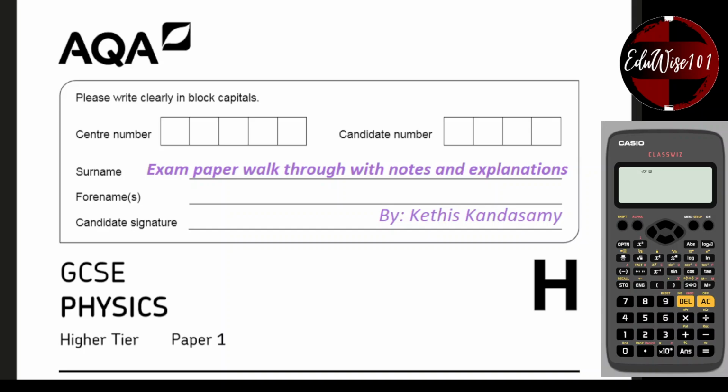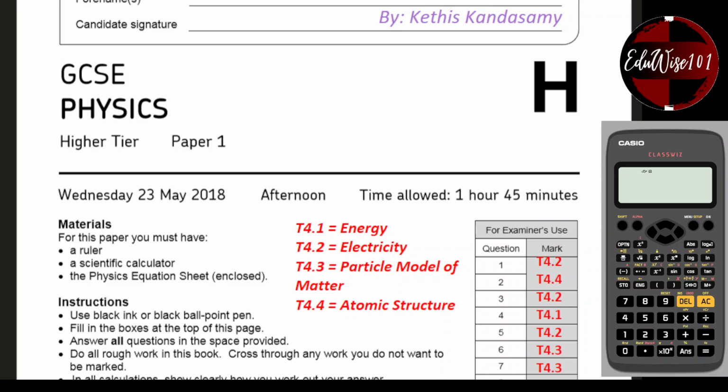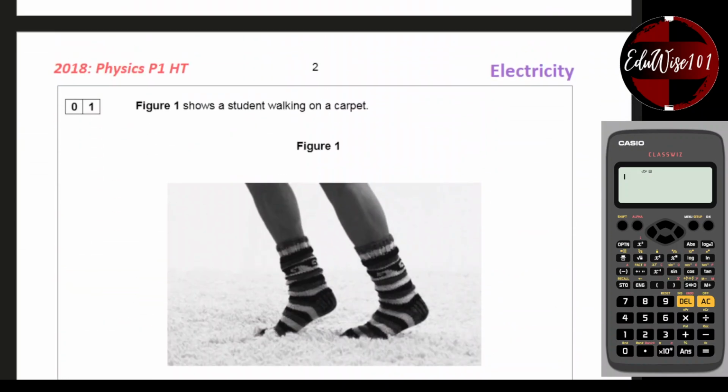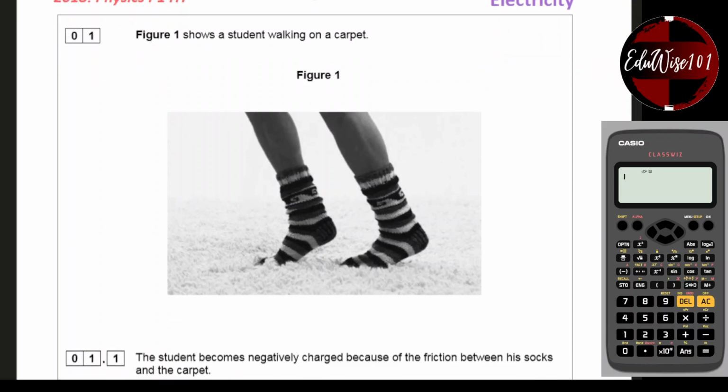In this video, I'm going to go through the AQA GCSE Physics Paper 1 higher tier. Now this paper is 1 hour 45 minutes long and I'm going to make these videos each question at a time. So let's have a look at question number 1. Question number 1 is on the topic of electricity and mainly focusing on static electricity.